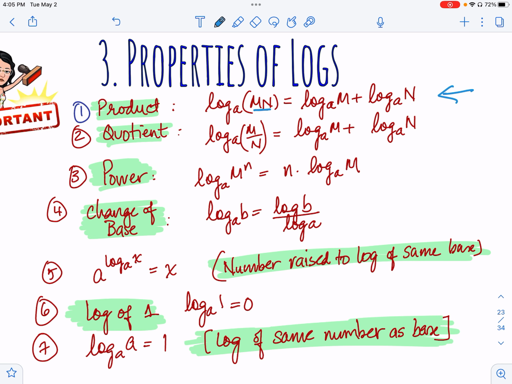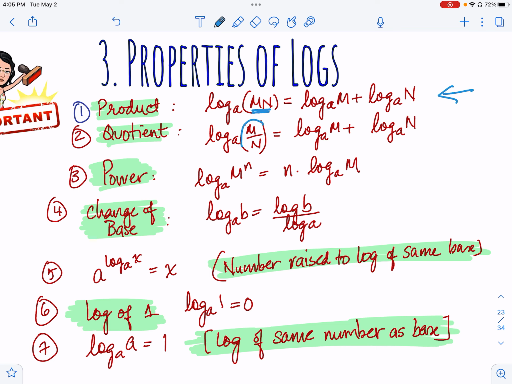This one says if you identify the value of the log as a product of 2 expressions, then it can be broken down into log of the first number plus log of the second number. And I'll show you examples for sure. And that's called a product property. Please note, you have to have product here, not sum.